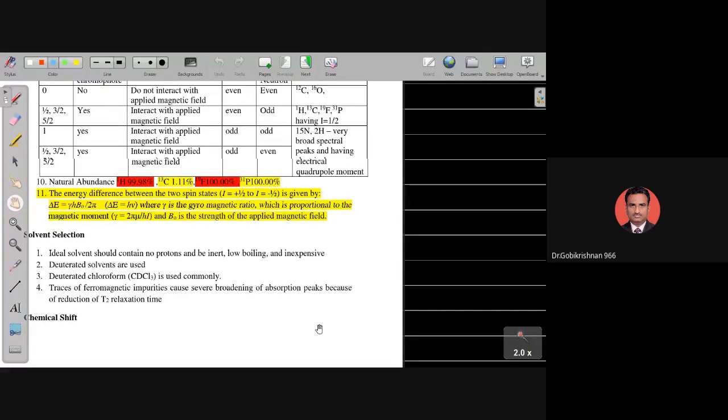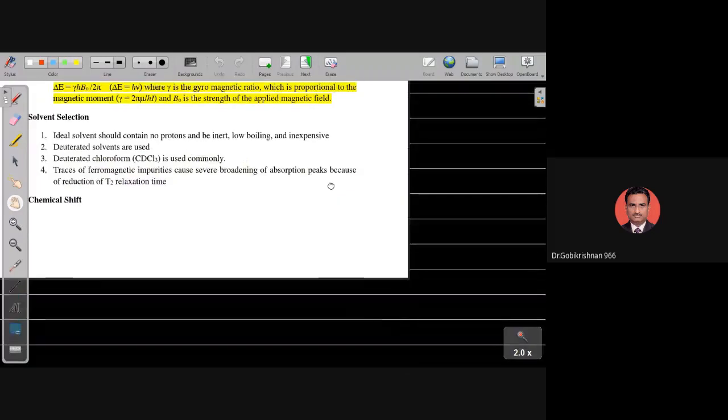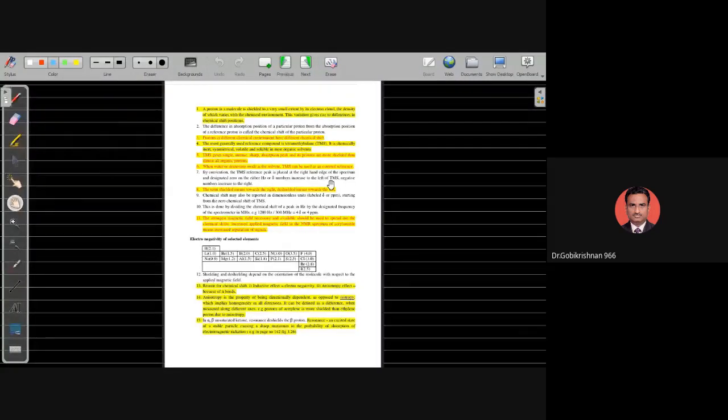Traces of ferromagnetic impurities cause severe broadening. Some substances will have ferromagnetic activity. Because of that, what will happen? It will lead to peak broadening. And next he is talking about the chemical shift. Of course, we know what the chemical shift is.